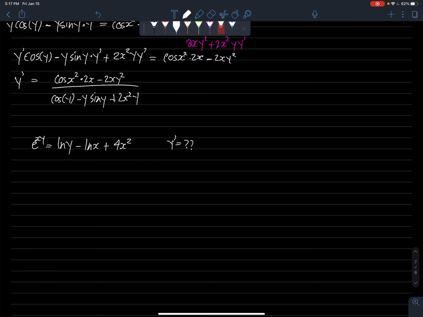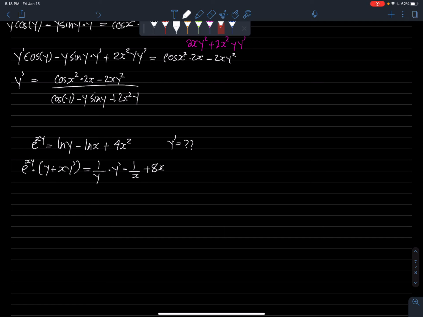Okay. So now you got e to the xy. All right, it's always e to the whatever times now its derivative, right? Times y plus x times y prime is equal to 1 over y times y prime minus 1 over x plus 8x, right? And then you just isolate for y prime again, same way.